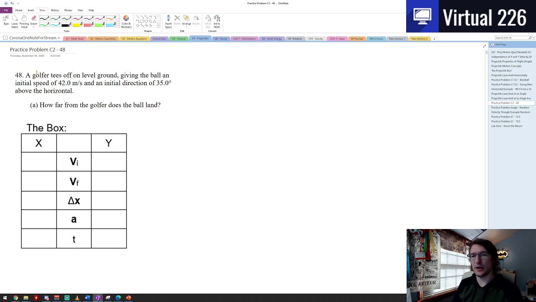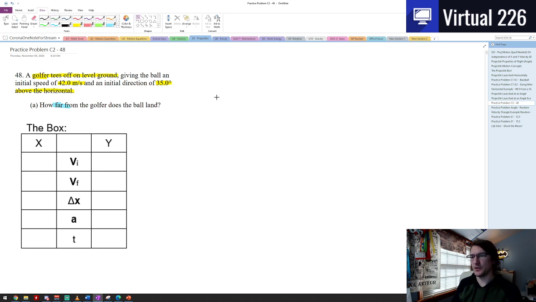What we have in this problem is a golf problem. It's really a projectile motion problem, but it's with a golfer. We've got a golfer teeing off on level ground, and when they hit the golf ball, they give it an initial speed of 42 meters per second and an initial direction of 35 degrees above the horizontal. All we want to know is how far, so a delta x, a displacement, from the golfer does the ball land.